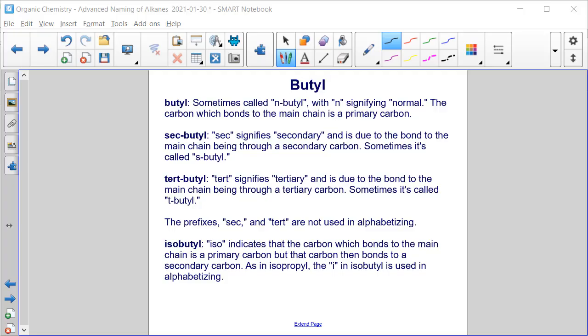Butyl, or sometimes called N-butyl, with the N signifying normal, is the substituent group where the carbon which bonds to the main chain is a primary carbon. Okay, so you just have one long chain of carbon atoms. Sec-butyl has the prefix sec, S-E-C, signifying a secondary carbon. It's because the carbon that's bonded to the main chain is being bonded through a secondary carbon.